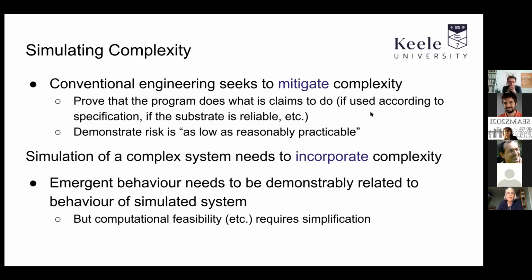And when we're mitigating complexity, we do want to prove that things will happen as we expect them to. We want to very clearly define what happens so long as the system stays within specification. And in the complex areas of conventional engineering, we want to demonstrate, for example, that risk is as low as reasonably practicable, the ALARP principle. But when we're simulating complex systems, if we didn't actually incorporate complexity, then we wouldn't get the behaviours out of our simulations that we need to learn something about the reality that's being simulated. We're building systems that need to display emergent behaviour, but that emergent behaviour has to be demonstrably related to the behaviour of the system that we're trying to simulate.